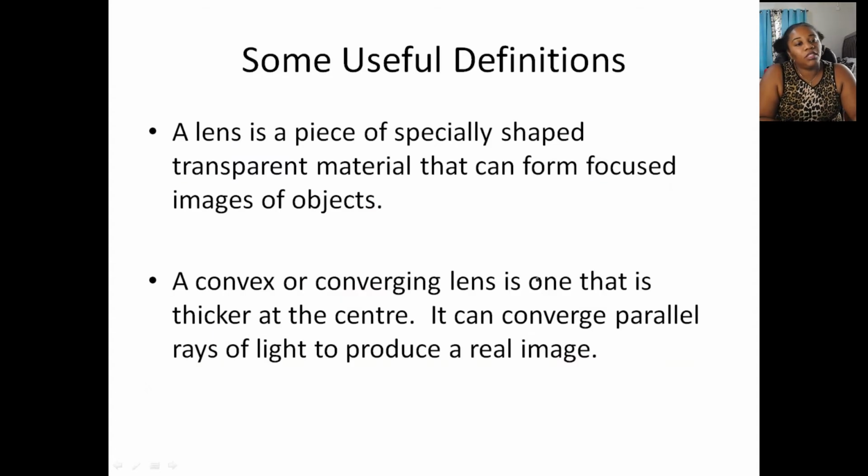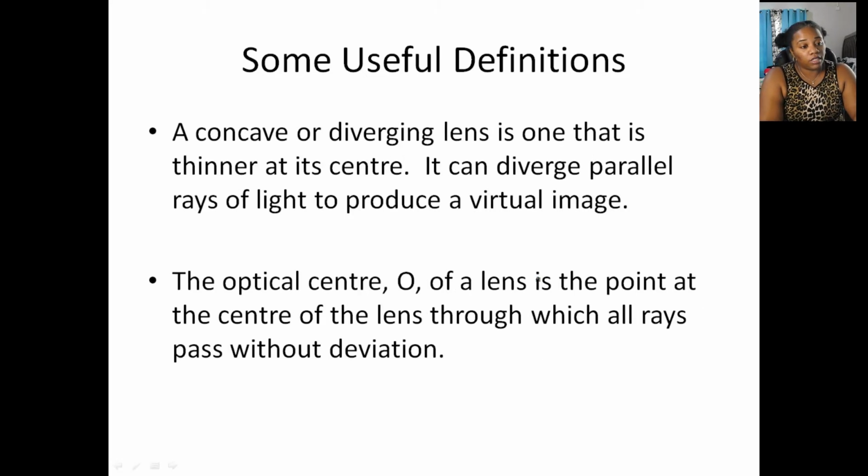A lens is a piece of specially shaped transparent material that can form focused images of objects. A convex or converging lens is one that is thicker at the center. It can converge parallel rays of light to produce a real image. A concave or divergent lens is one that is thinner at its center. It can diverge parallel rays of light to produce a virtual image.